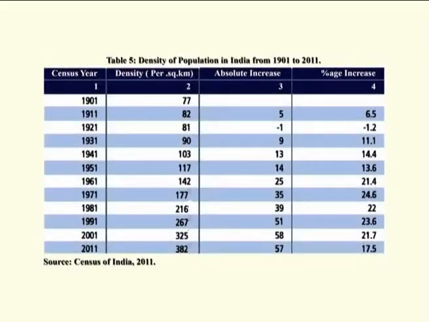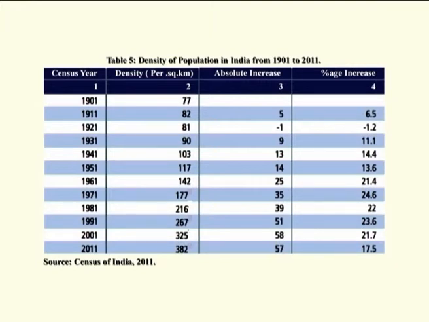Now coming to the second most important part of this lecture, that is population density in India. It is important first to define the density of population. The density of population is defined as the number of persons per square kilometer. It is an important index of population which shows the concentration of population in a particular area. The changes in density of population in India since 1901 can be observed from this table.